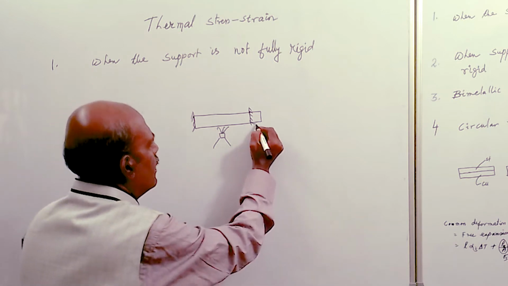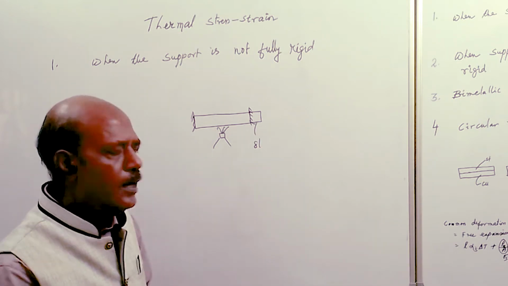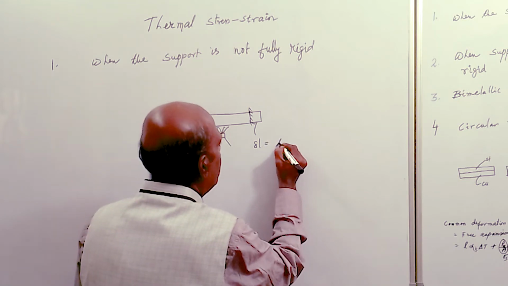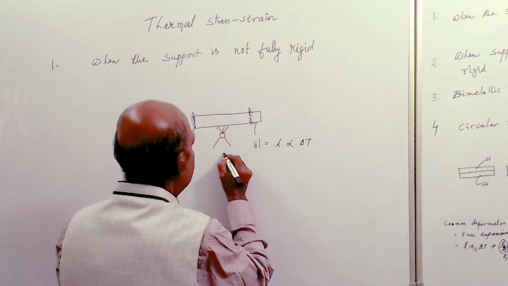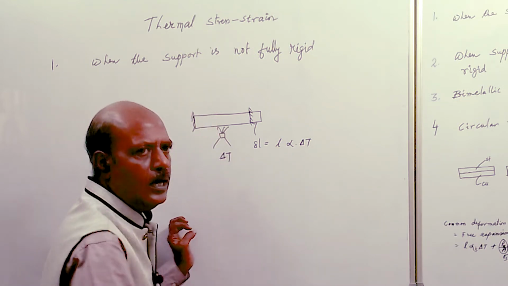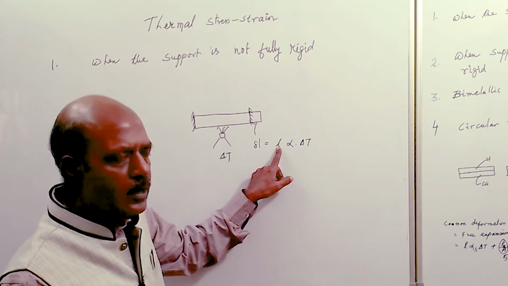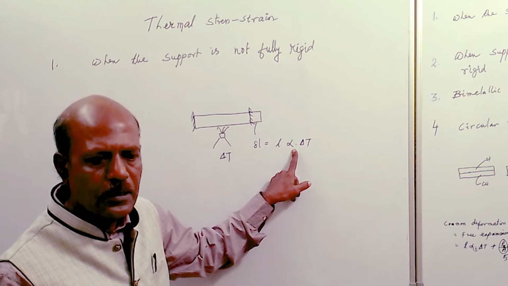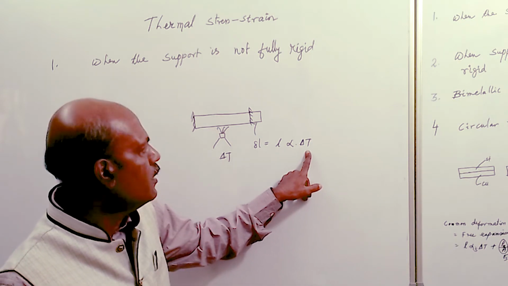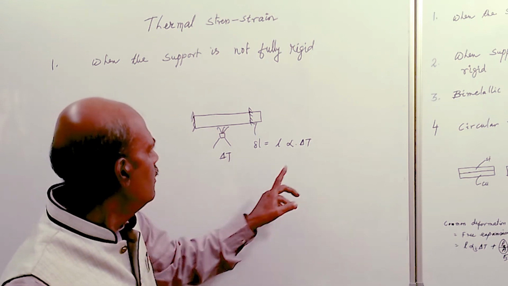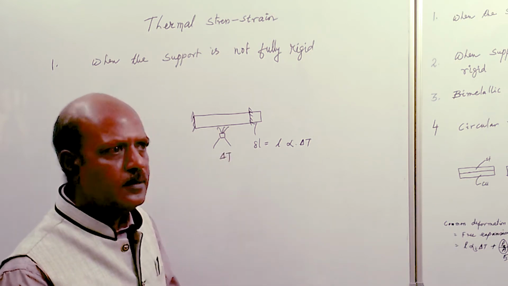So that expansion, if it is given by delta L, will be equal to L into alpha into delta T. Say delta T is the temperature difference produced in the bar. L is the original length of the bar, alpha is the thermal expansion coefficient of the bar material, and delta T is the temperature difference. So the free expansion of the bar will be delta L.